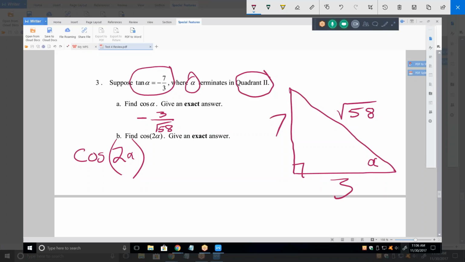Now, give me one identity for the cosine of 2 alpha. It's not going to matter which one, because I'm looking at the triangle. I can figure out sines, cosines, tangents, anything I want, as long as I've got an angle and I've got all 3 sides dimensioned. So just give me any identity you know.